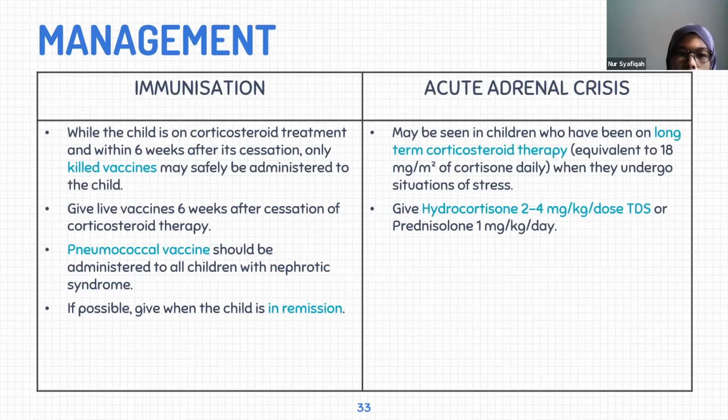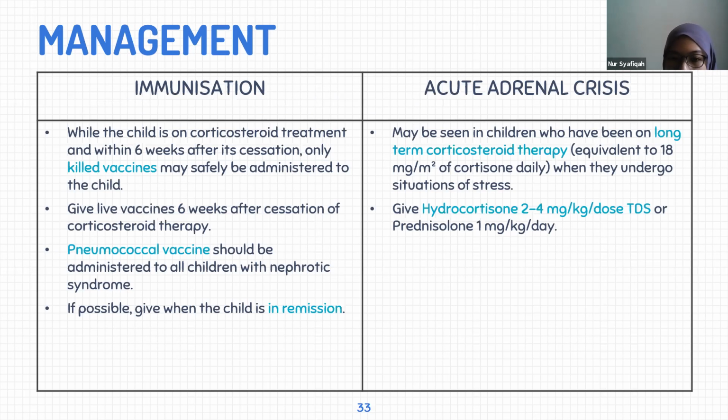Okay, next for management and for immunization. While the child is on corticosteroid treatment and within 6 weeks after its cessation, only killed vaccine may safely be administered to the child. We can only give live vaccines 6 weeks after cessation of the corticosteroid therapy. In all children with nephrotic syndrome, we must give pneumococcal vaccine because pneumococcal is the most common infection associated with nephrotic syndrome. If possible, we give it when the child is in remission.